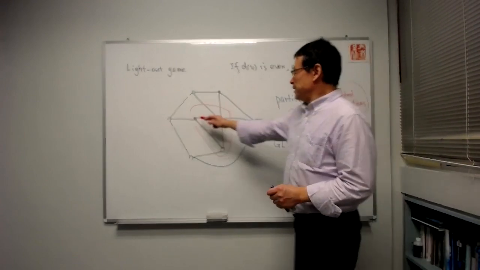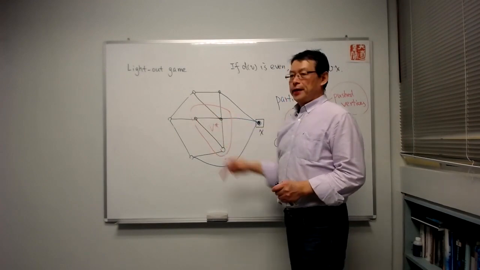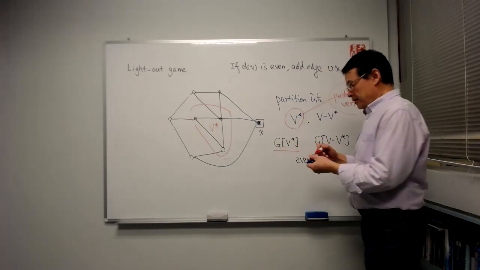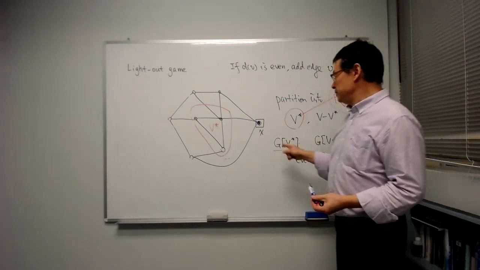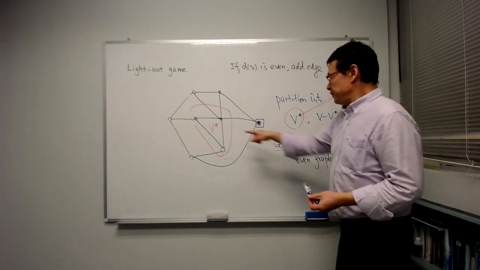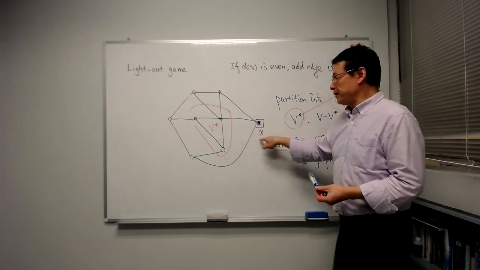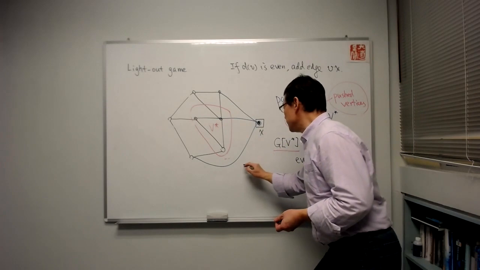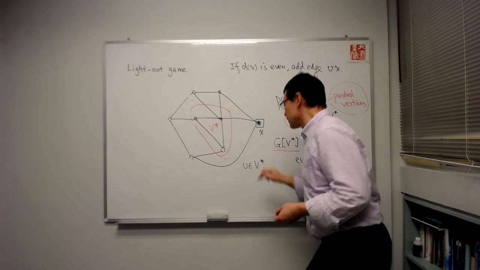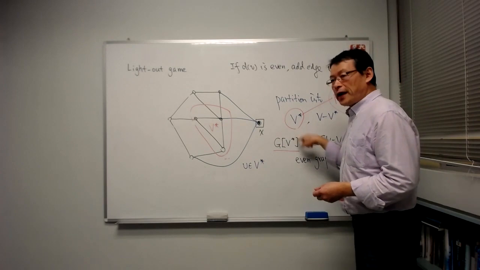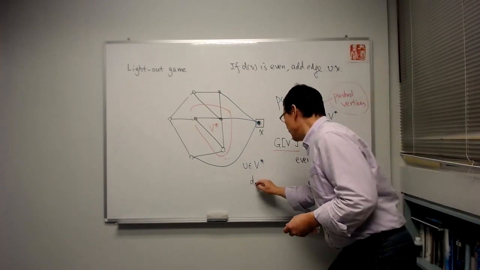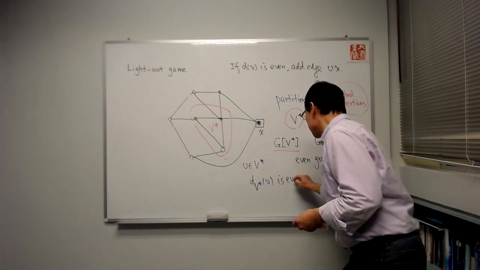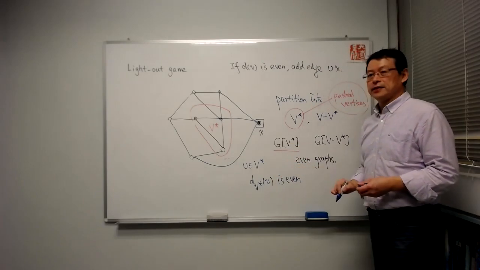Now, first look at a vertex inside. Inside, each vertex has even degree because this graph is even. So for each vertex inside V star, V star is a set that does not contain this particular vertex X. Now for each vertex inside V star, because this is an even graph, the degree of v is even. In this graph, the degree is even.